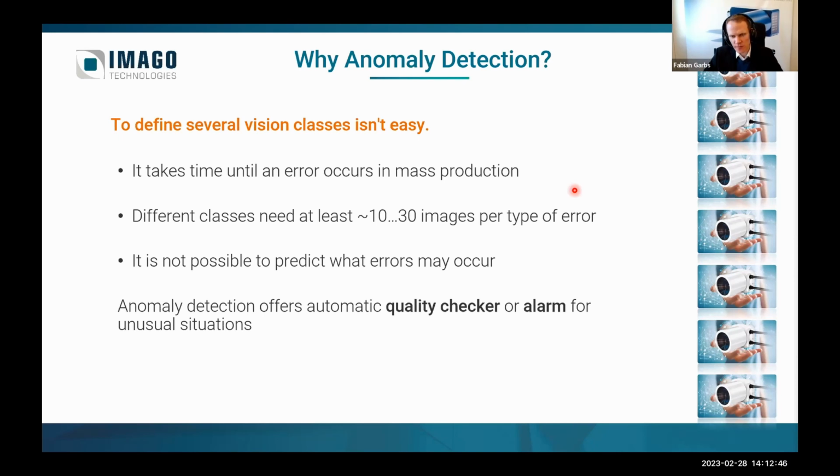Because of this, it's very helpful to have a kind of anomaly detection, which means I see only the perfect product. I know how the perfect product looks like, and if there's any change in the product, I inspect afterwards. Then I get an information: this one is different than the golden one, the perfect one. So this would be an automatic quality checker, or let's say an alarm for unusual situations. And this would be very, very helpful for your production line, for example.